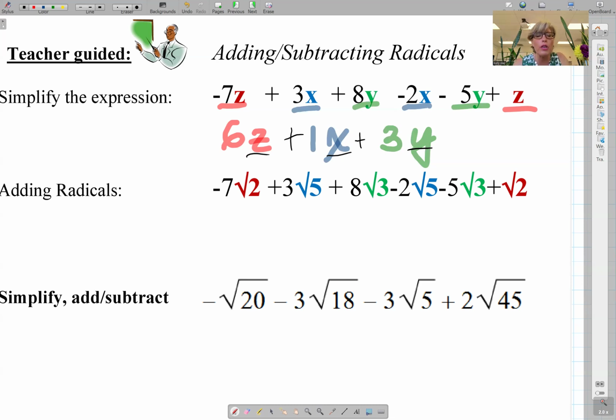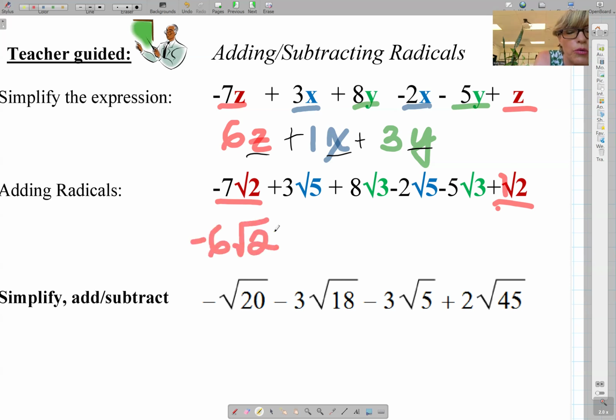So look very carefully here. We have negative 7 root 2 plus 3 root 5 plus 8 root 3 minus 2 root 5 minus 5 root 3 plus root 2. I collect like radicals, just like I collect like terms. So I'm going to collect the root 2's. There's technically a 1 there. So negative 7 root 2 plus 1 root 2 is negative 6 root 2. That should have been negative 6 up there. The roots do not change.